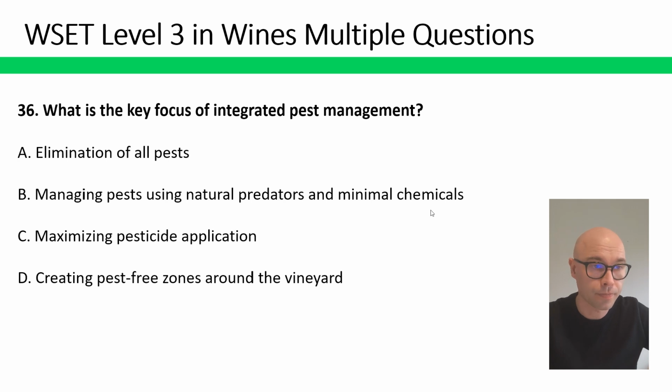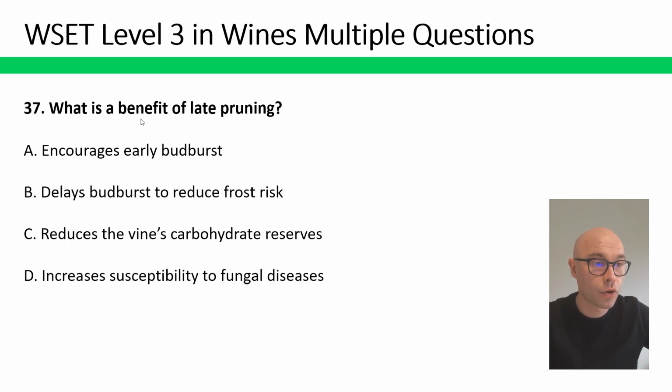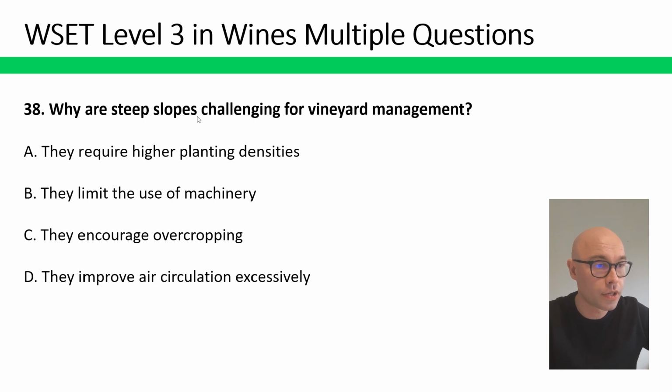What is a benefit of late pruning? Encourages early bud burst, delays bud burst to reduce frost risk, reduces vine's carbohydrate reserves, increases susceptibility to fungal diseases. The correct answer is B, delays bud burst to reduce frost risk. So you're going to prune later, so this will delay the budding of the vine, which can protect from early spring frost.